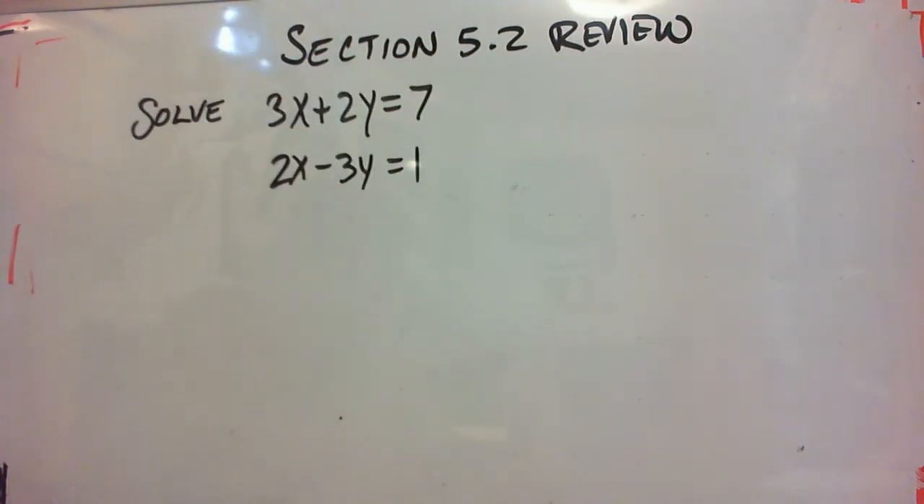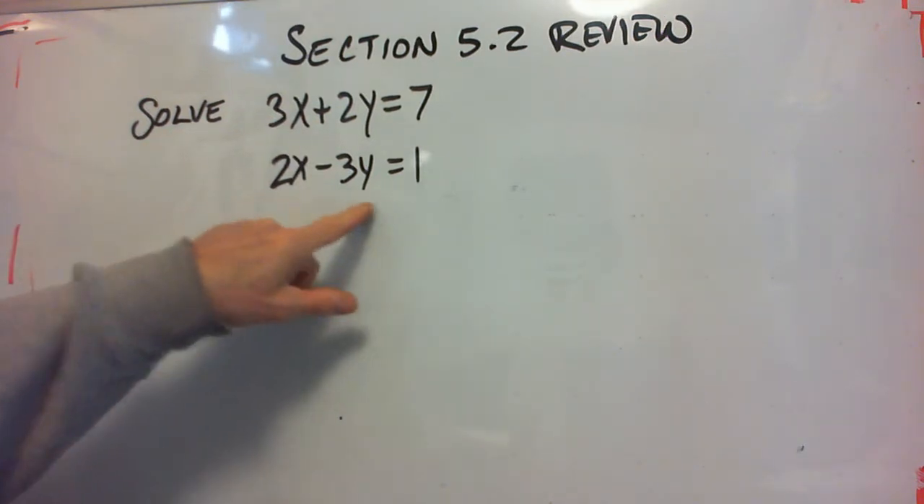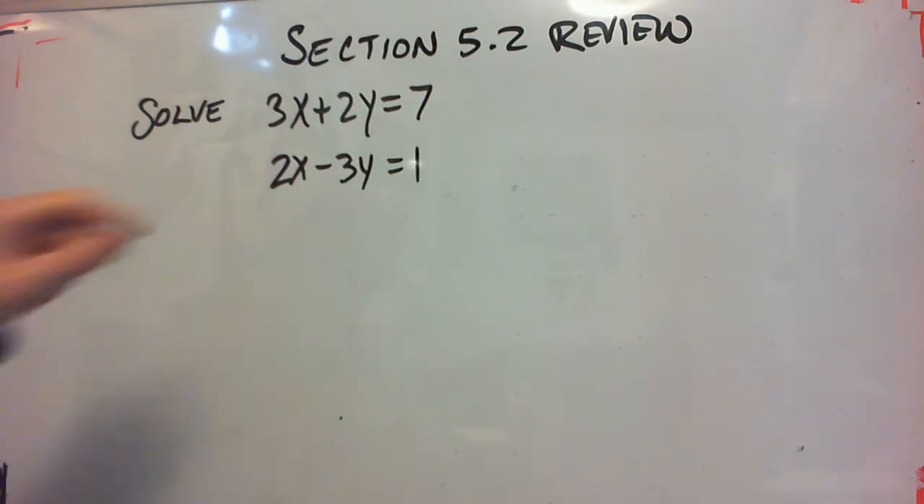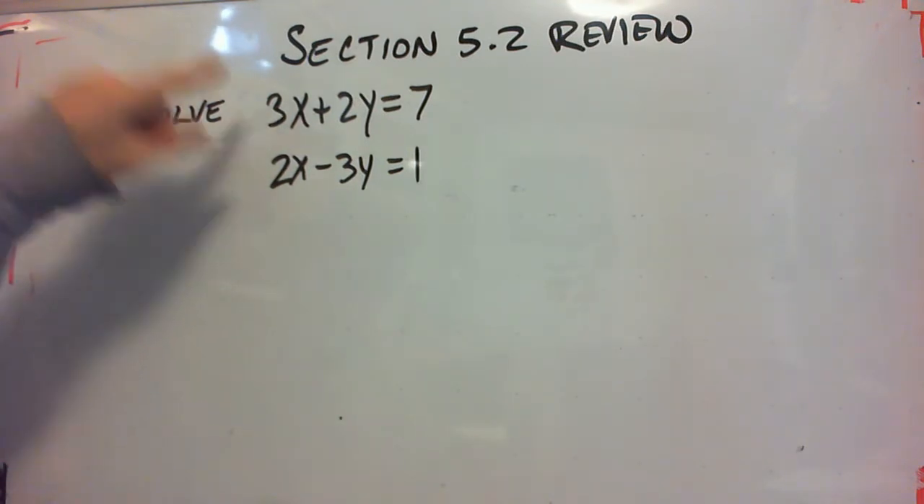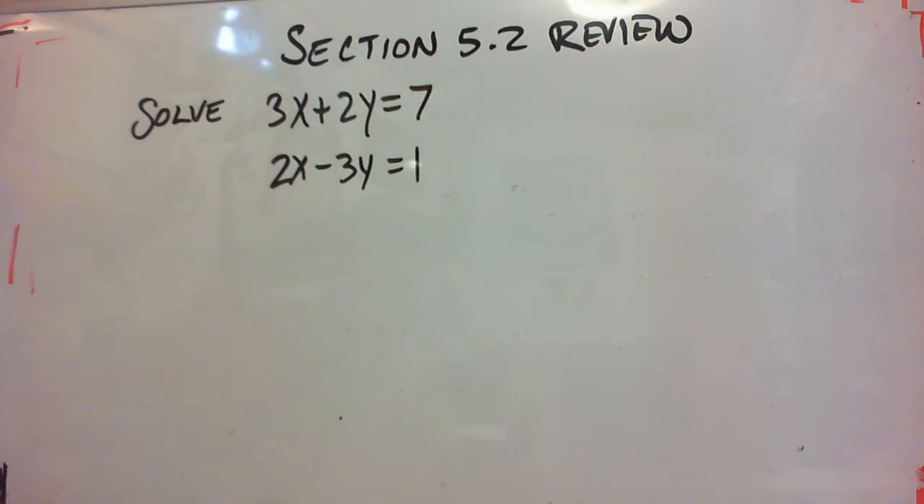Okay, the next system we're going to solve by elimination. 3x plus 2y equals 7, and 2x minus 3y equals 1. Now, here we can't just multiply one of these equations by one positive or negative number and then get rid of a variable, because it just doesn't quite work.